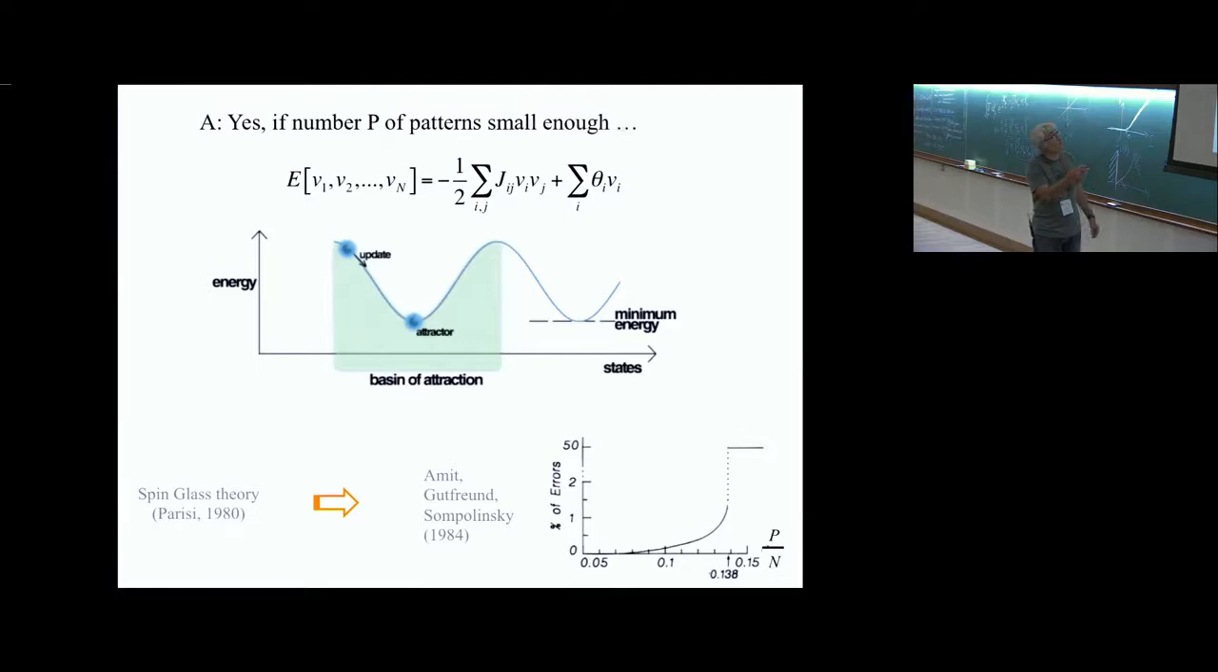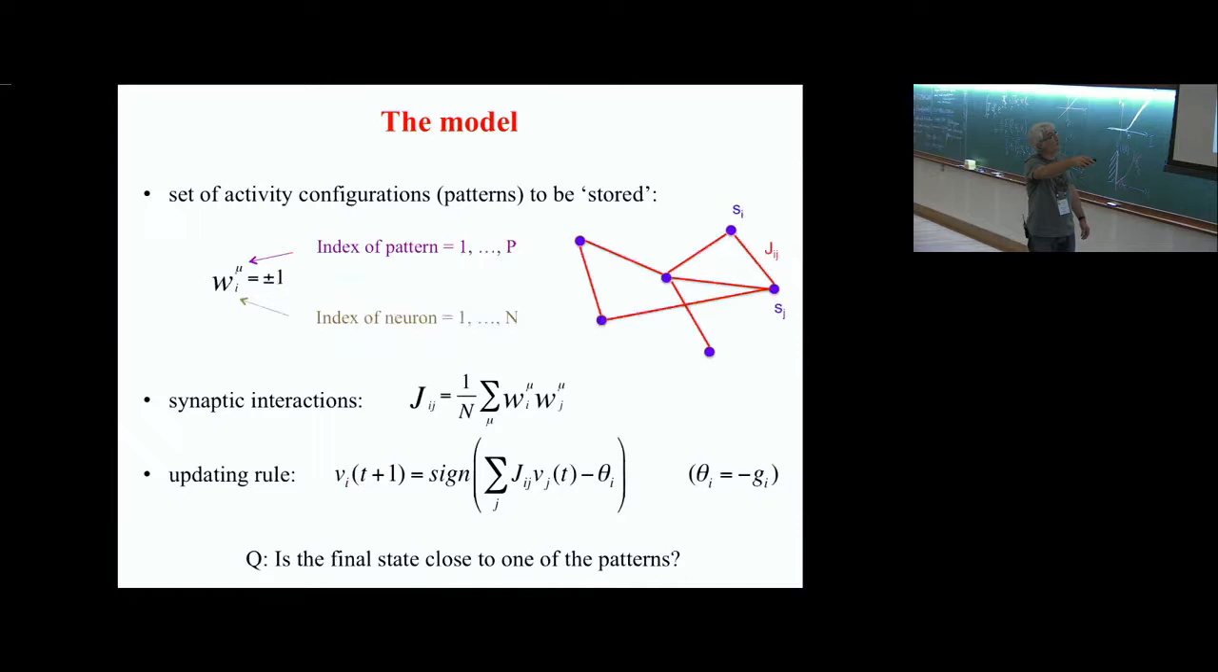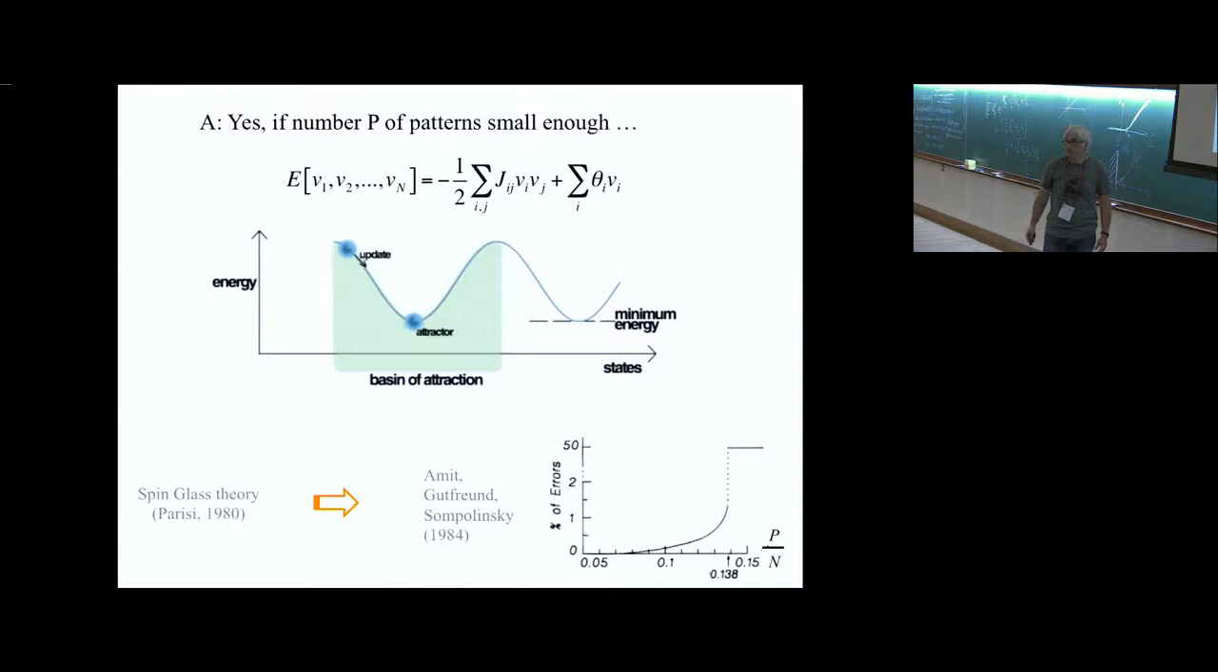That is, if you start somewhere in the configuration space and run this dynamics, then you are sure that this function will decrease. So you will end up in a local minimum of this function.